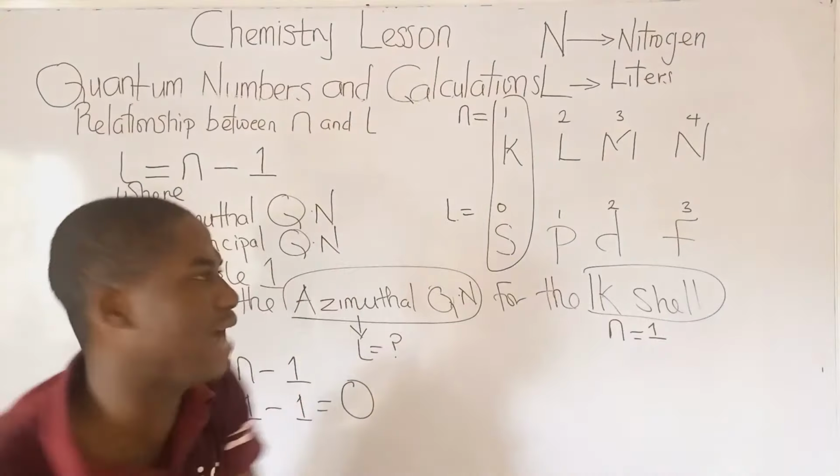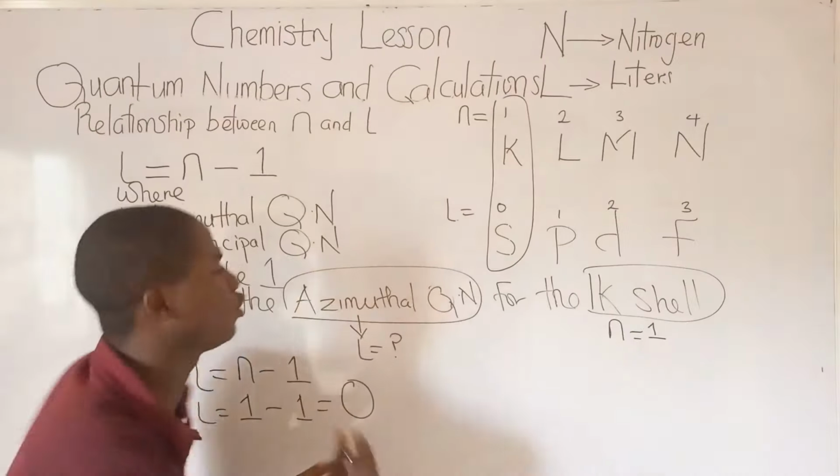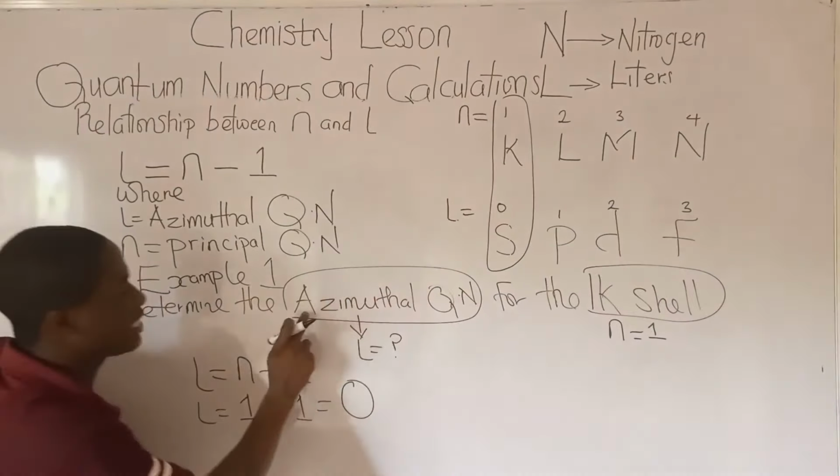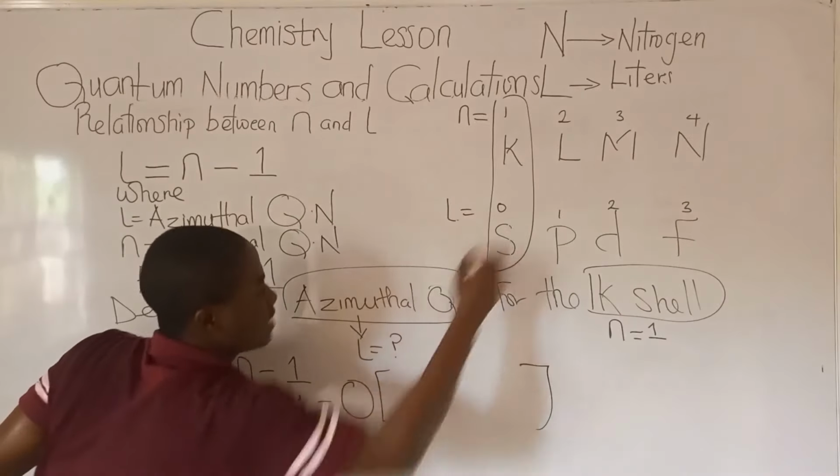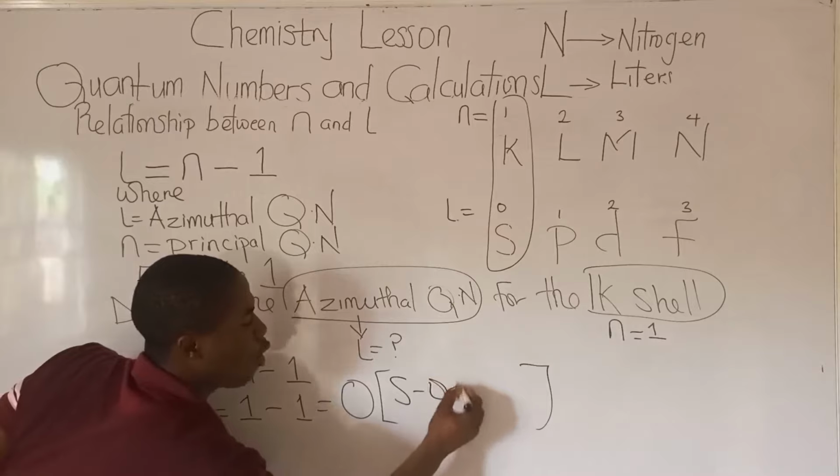So you can also be asked what orbital this particular azimuthal quantum number value belongs to. What orbital specifically when it is zero? It is the s orbital.